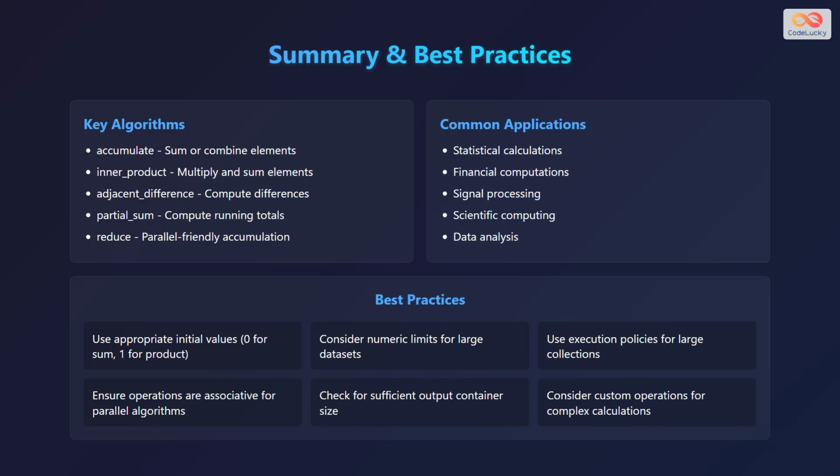Here are some best practices. Use appropriate initial values, such as 0 for sum and 1 for product. Consider numeric limits for large datasets. Use execution policies for large collections. Ensure operations are associative for parallel algorithms. Check for sufficient output container size. Finally, consider custom operations for complex calculations.